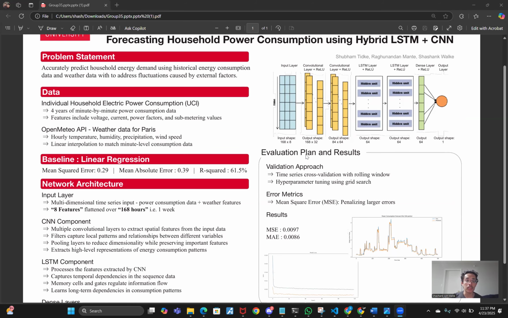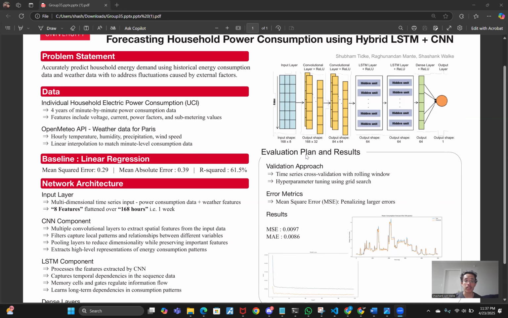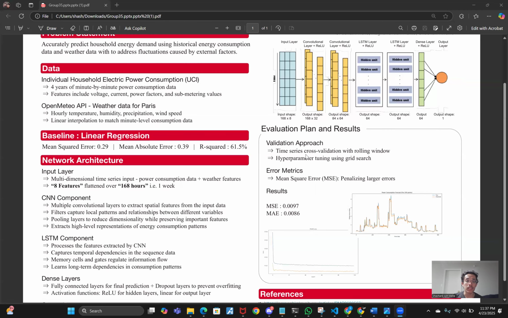Our dataset was the individual household electric power consumption dataset by UCI. It was 4 years of minute-by-minute power consumption data, and the features include voltage, current, power factors, and submetering values. We integrated weather data using the OpenMeteo API for Paris for the same time frame: hourly temperature, humidity, precipitation, and wind speed. We used linear interpolation to match the minute-level consumption data.